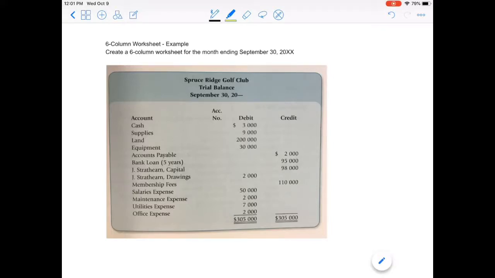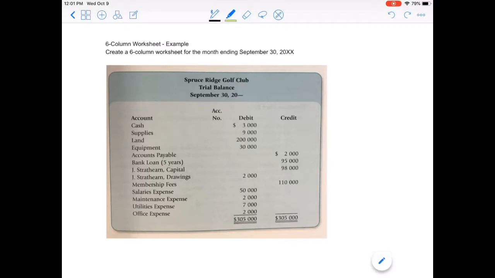In this video, I'm going to go through how to complete a 6-column worksheet using this example for Spruce Ridge Golf Club. You can see here I've been given a trial balance that is already in balance, and that needs to be your starting point for a worksheet: a balancing trial balance. If your trial balance does not balance, that would be a good indication that you need to go back and look for your mistake. The other important information that we are given here is the dating format.